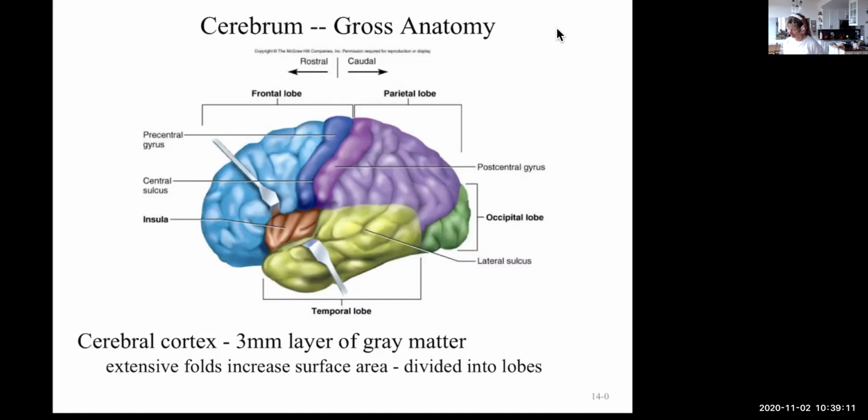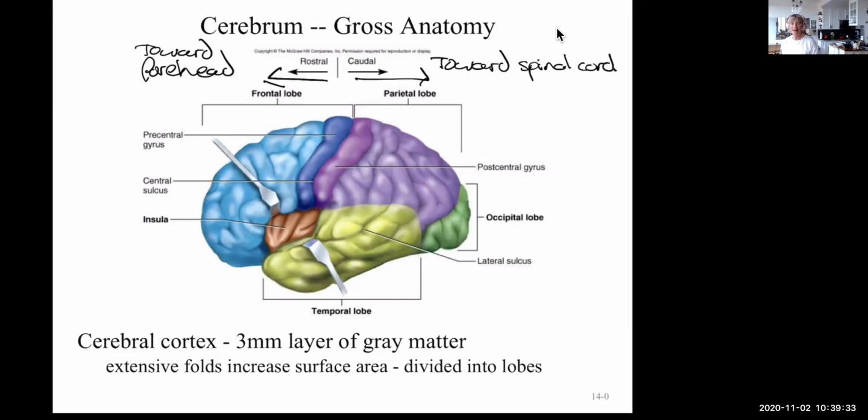The cerebrum. Remember our directional terms: rostral, which is toward the forehead, and caudal, which is toward the spinal cord. We have several lobes we'll talk about today: the frontal lobe, the parietal lobe, the temporal lobe, the occipital lobe, and the insula. So we'll talk a little bit about the functions of those lobes.